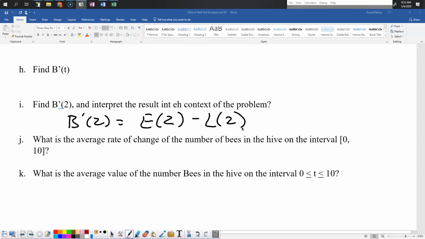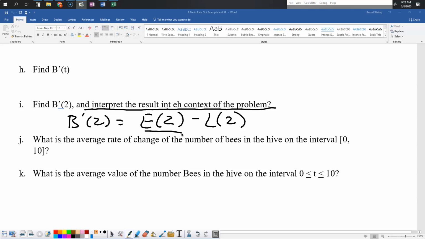Okay. I think we still have to do part E as well, right? So we need to do E and we need to do I on our calculator. But let's do this and interpret the result in the context of the problem. What does E of 2 represent? Can somebody tell me what that represents? E represents the rate at which bees are entering the hive. So E of 2 means that's how fast bees are entering the hive at 9 a.m.